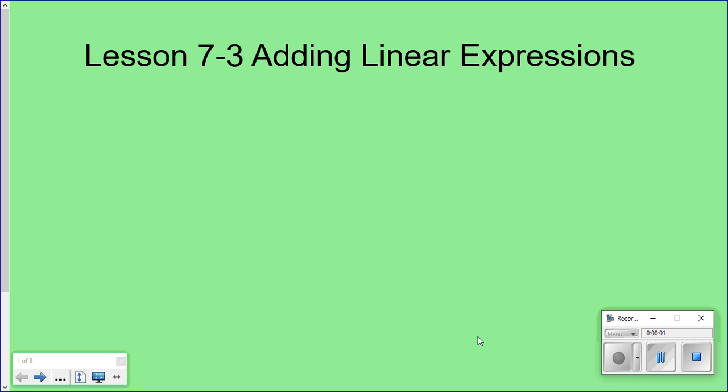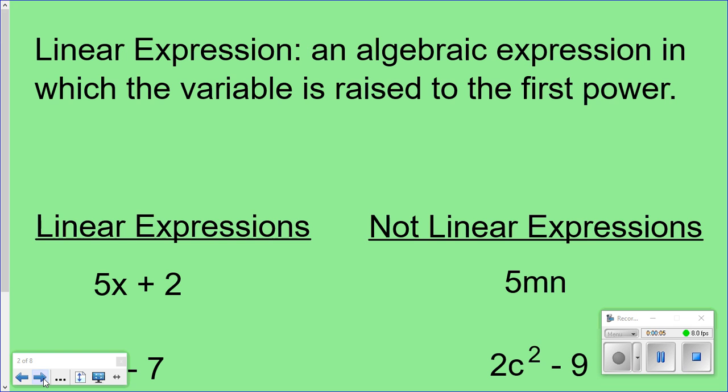Simplify, you can do this. If you simplify, you can do this. So, all right, a linear expression. What are we talking about when we say a linear expression? You don't have to write all this stuff.